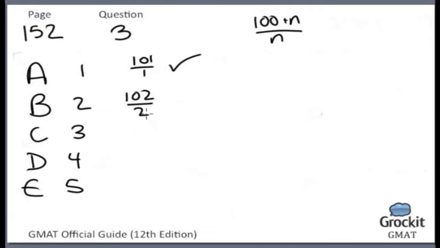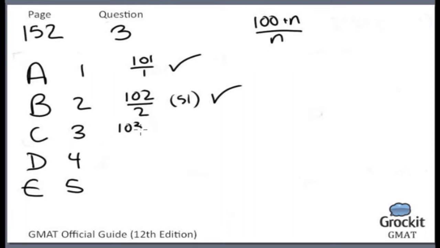So we have 100 plus n, divided by n. When is that not an integer? We can just plug these answers in and see which ones come out right. For the first one, this would be 101 divided by 1. Well, any integer divided by 1 stays an integer. So this one is still an integer. 102 divided by 2, any even number divided by 2 is going to remain an integer also. In this case, it equals 51, but still an integer.